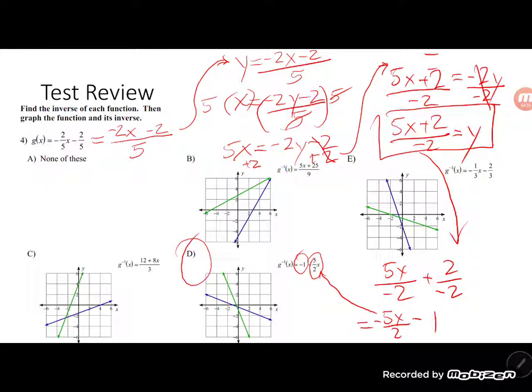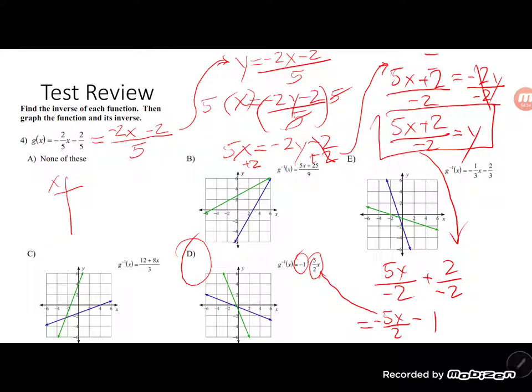And I think a lot of you guys picked none of these because you didn't see something that quite looked like that, but that could totally be our answer. Now, another way of doing this, so notice it says then graph the function and its inverse. So you can also start to make a table for this.